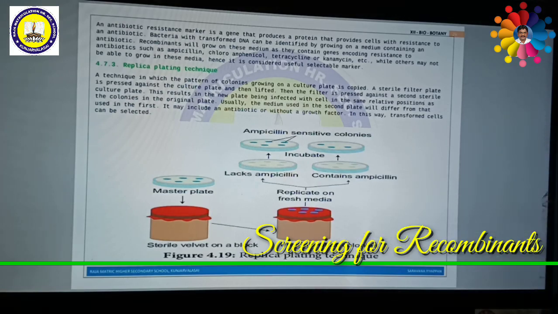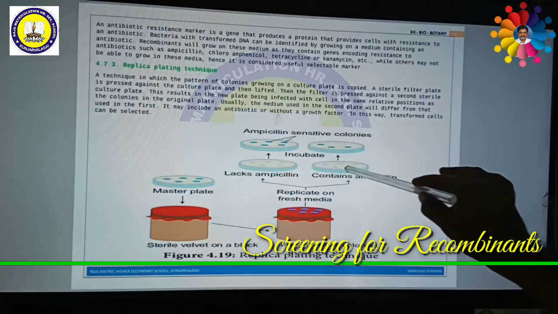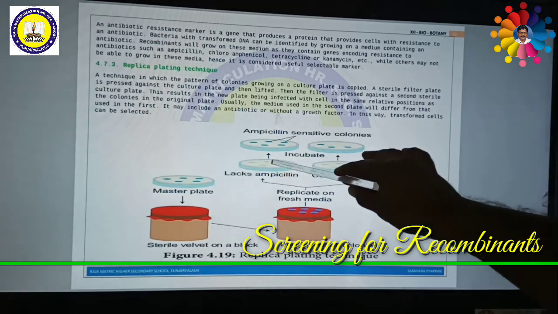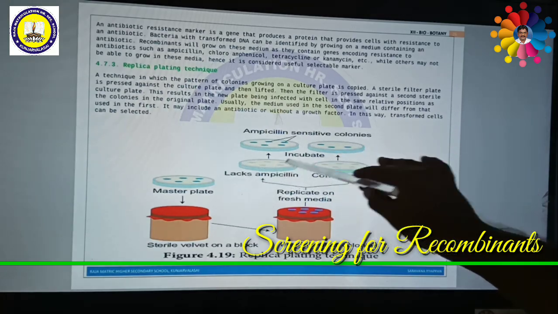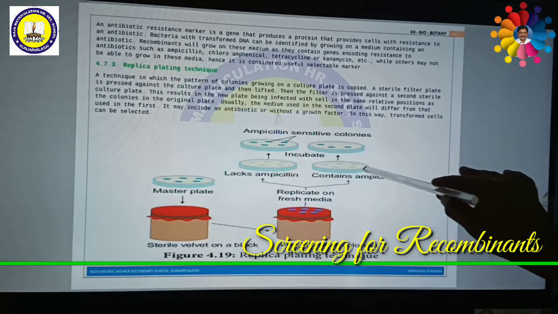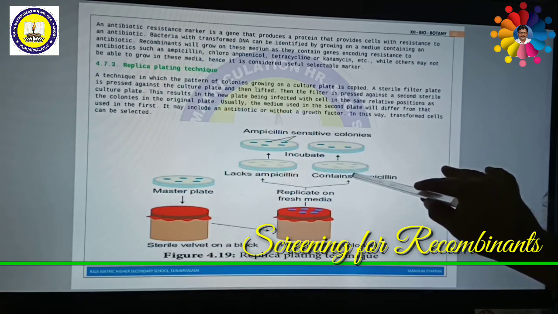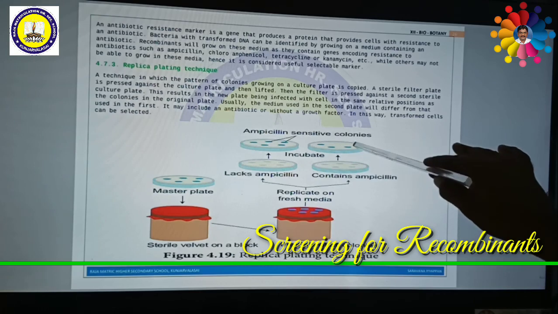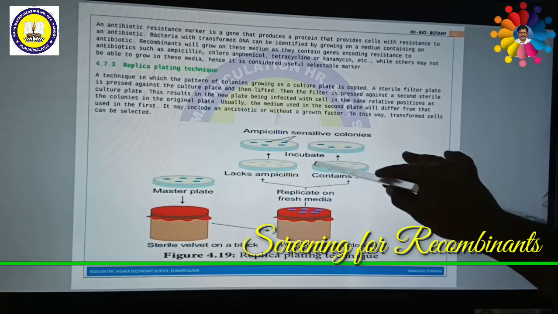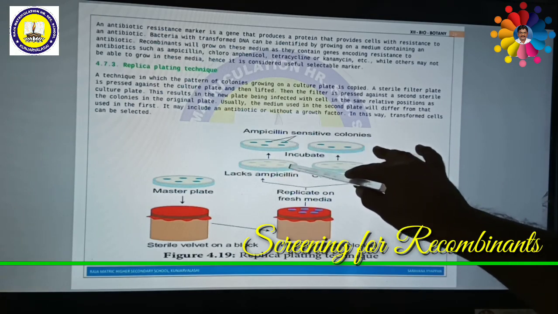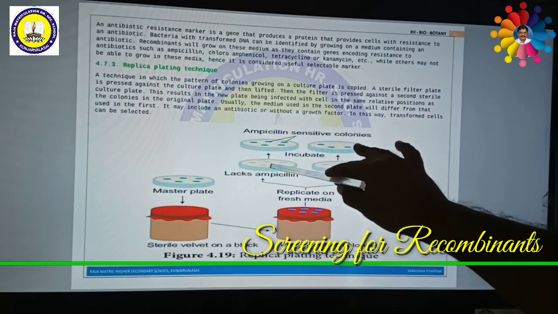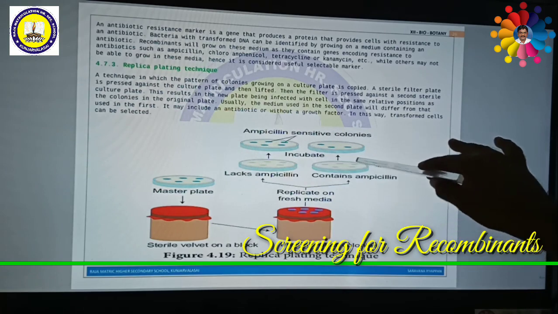Now what happened? Two other types of culture plates have to be prepared. This is one culture plate. This is another culture plate. This culture plate will not have any antibiotics like ampicillin, but this plate has a lot of ampicillin. That means this one has antibiotics and the other does not have antibiotics. Growth materials are also available here, and growth materials are not available there.